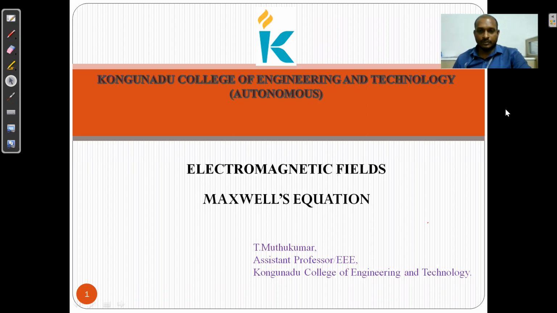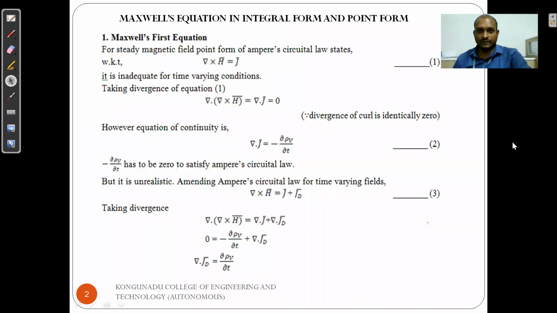So today, I'm going to deliver a lecture on Maxwell equations in electromagnetic fields. This is a very important topic in electromagnetic fields. Maxwell derived 4 equations, and we are going to discuss them one by one. These 4 equations are derived from 4 different laws. Maxwell equation number 1 is derived from the Ampere circuit law.